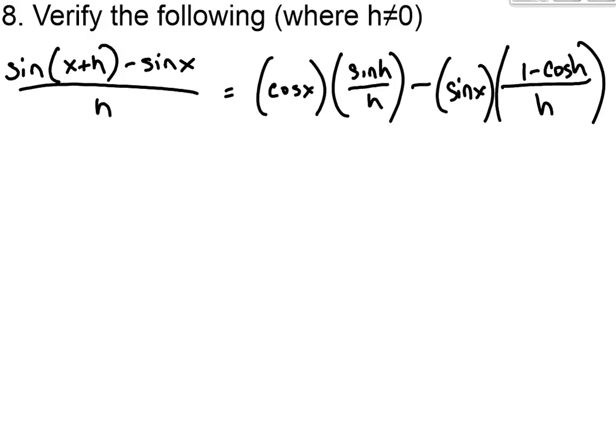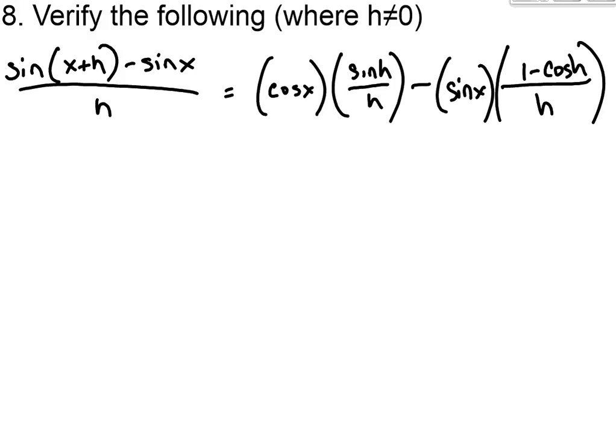So the sine of parentheses x plus h minus the sine of x all over h. And we just want to show that it's equal to this, the cosine of x times the sine of h over h minus the sine of x times 1 minus cosine h over h. Which side are we going to work with? Neither looks super simple. We're going to work with the left side, and the reason is we have this sine of x plus h, and so we can expand that out, and that will be our first job.